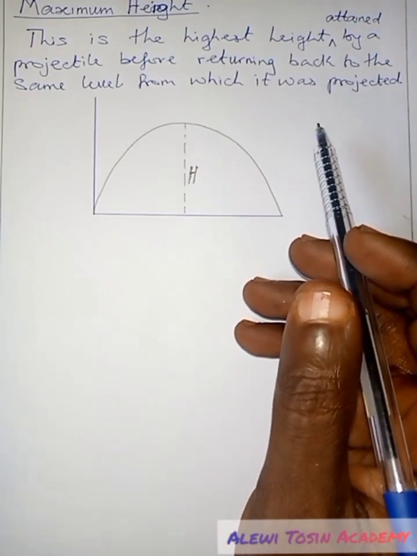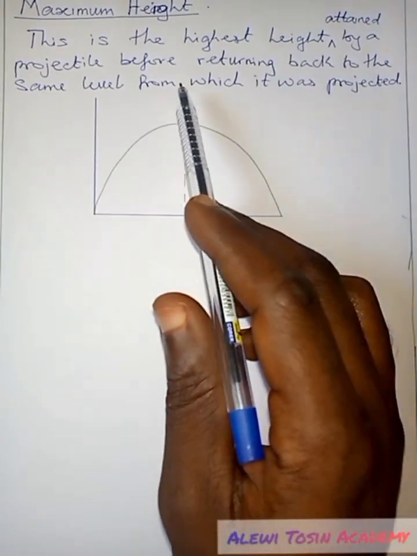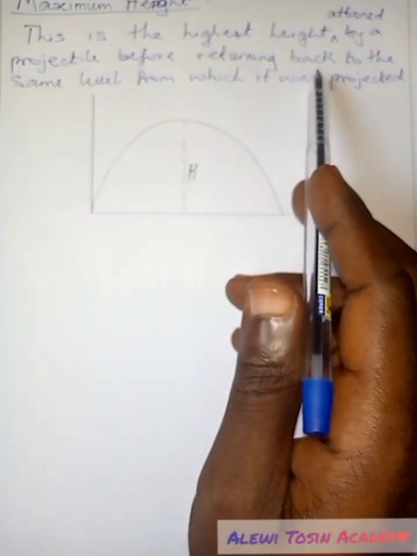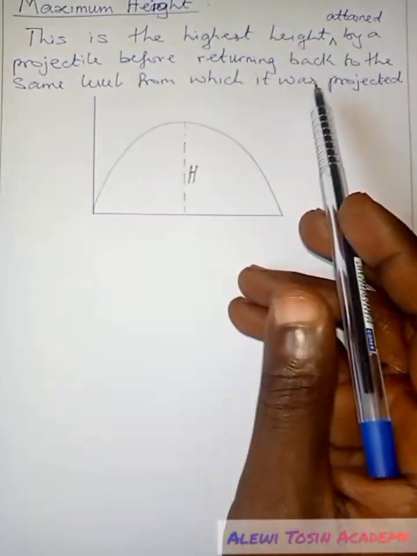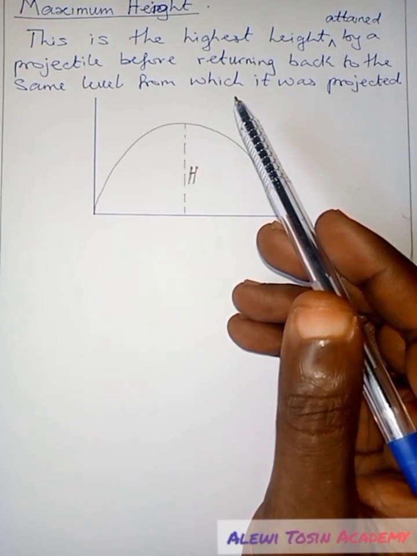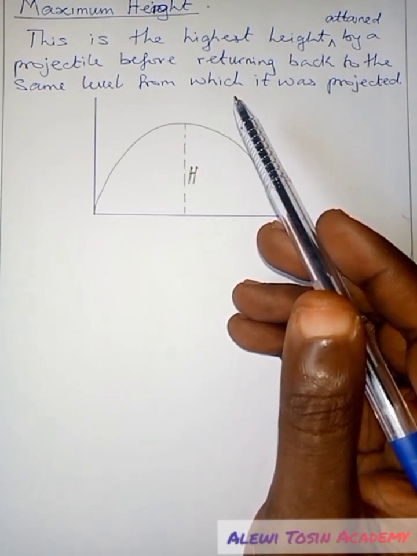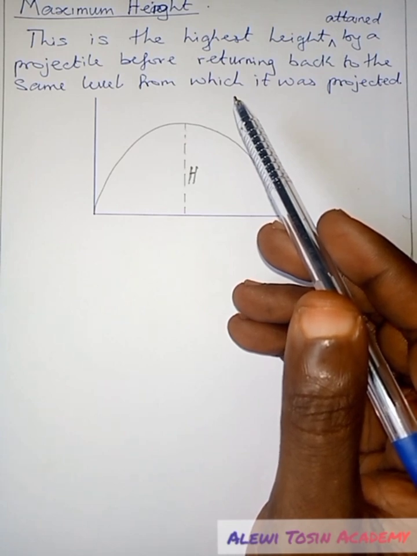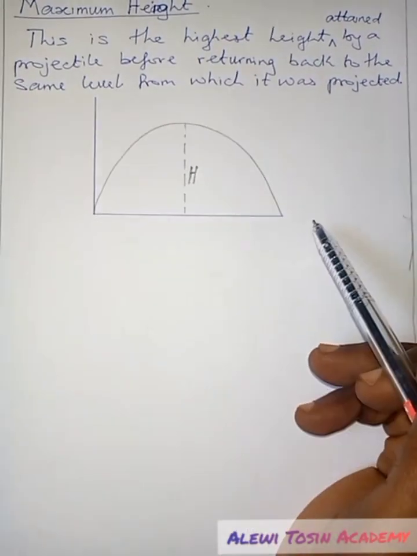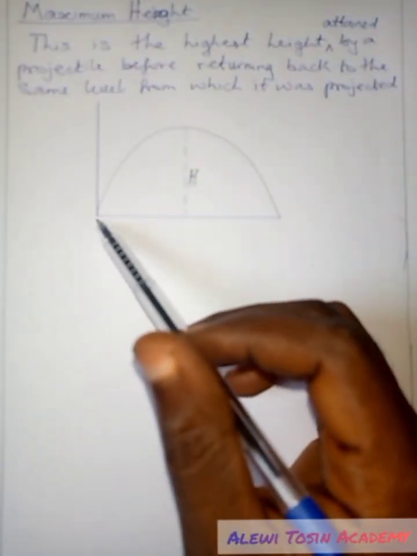Take this is the height attained. Maximum height is the height attained by a projectile before returning back to the same level from which it was projected. In our first video, I made it known to us that a projectile is any body or object that, when released freely from the point of projection, returns back under gravity, following a parabolic path.